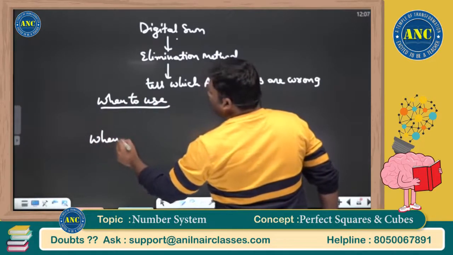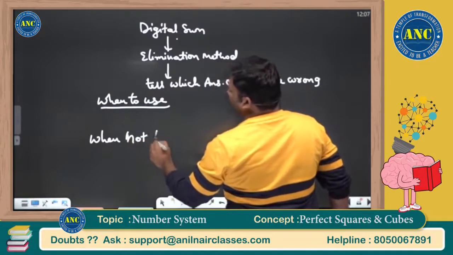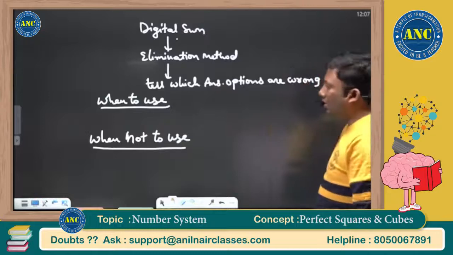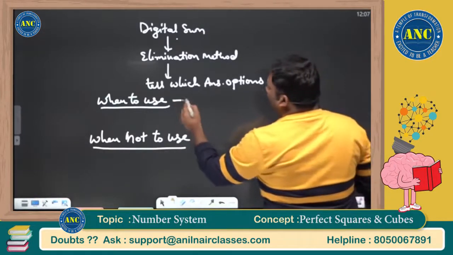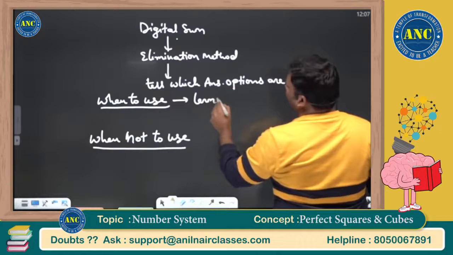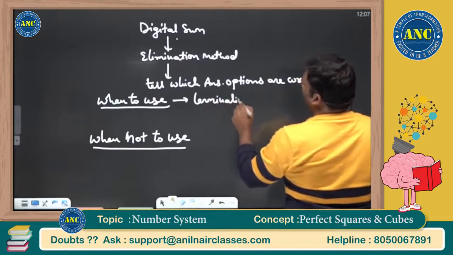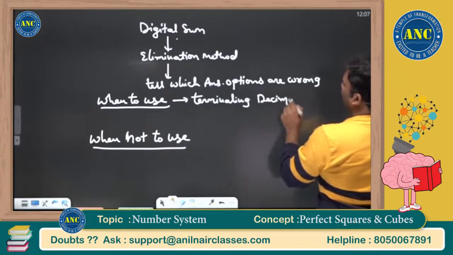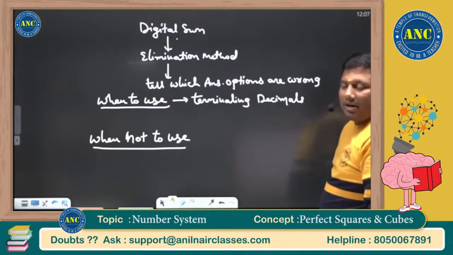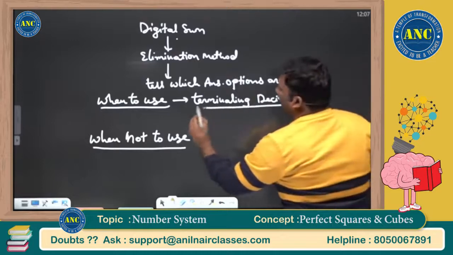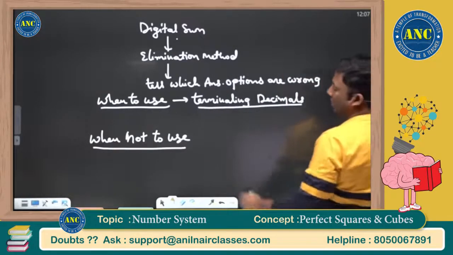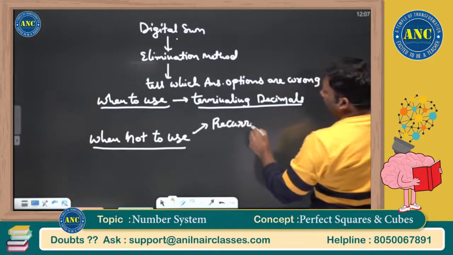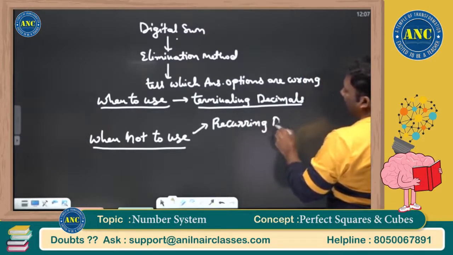That is the reason most of the students get confused about when not to use it. When to use: it can be used in all decimal values wherever there are terminating decimals. It will help us in eliminating incorrect answer options. When not to use: you should never use this logic for recurring decimals.